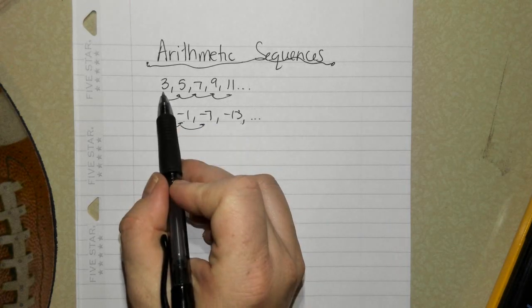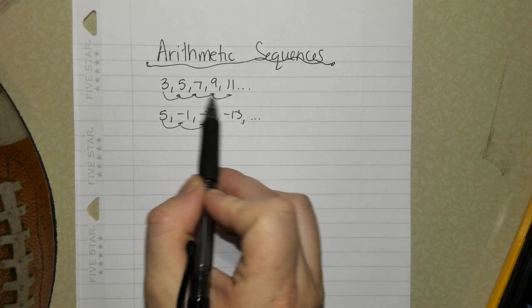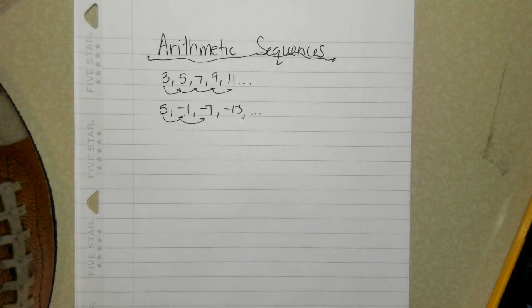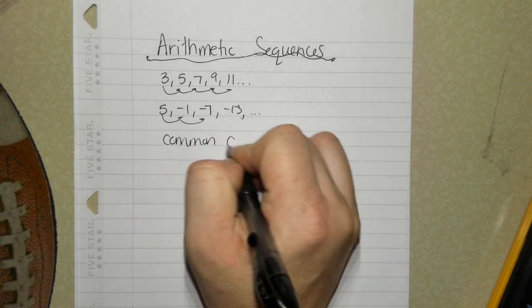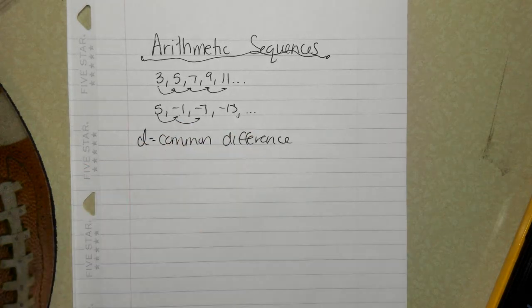It cannot do something like this. I'm going to go up by 2 and then 4 and then 6 and 8. Has to be the same number every time. Again, +2 and -6. Now, how do you actually get this? So we have something called a common difference. And we use the variable d to represent the common difference.